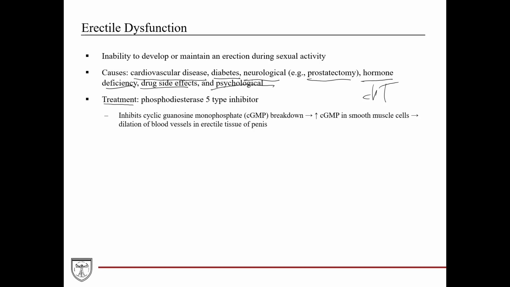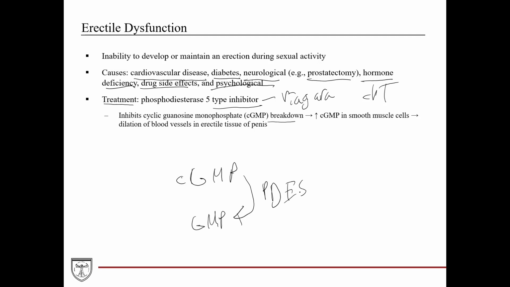As far as a physiological medication you give, phosphodiesterase 5 type inhibitors. This is what Viagra is. Very common drug, or sildenafil is the generic name of that. And this inhibits cyclic guanosine monophosphate breakdown. So it inhibits the enzyme phosphodiesterase 5, which would break down cyclic GMP. So phosphodiesterase 5 is an enzyme that breaks down cyclic GMP into GMP.